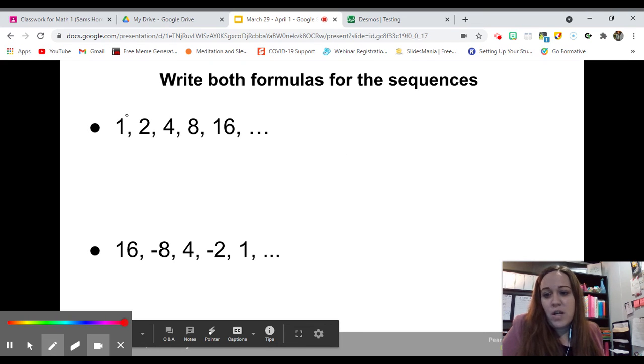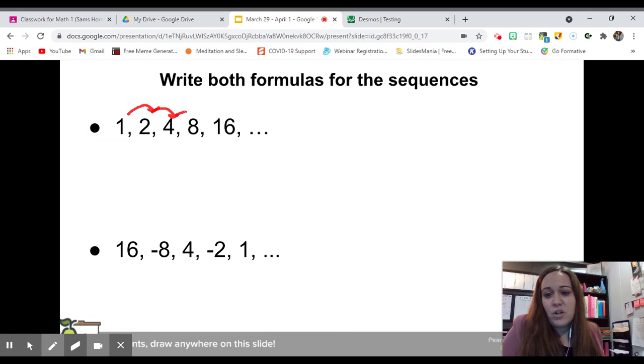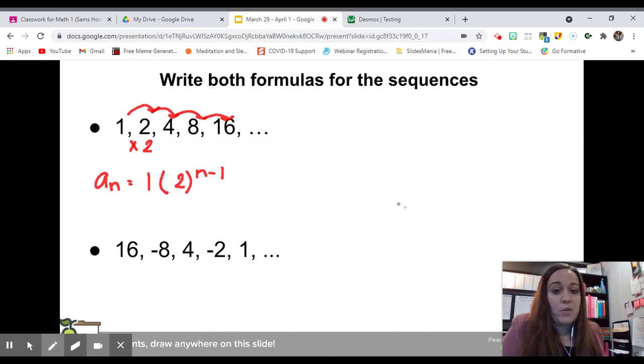So for the very first one, we need to find the ratio, and the ratio is multiplying by 2. So for the explicit formula, I'm going to say a_n is equal to my very first term, 1, times 2 to the n minus 1 power. For the recursive formula, I list the very first term, which is 1, place a semicolon, a_n equals a_(n-1), and then my ratio is what I'm multiplying it by.